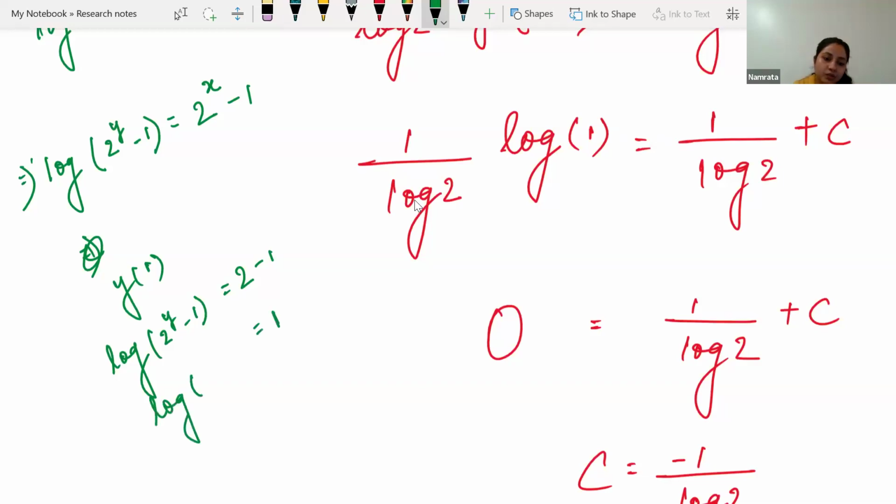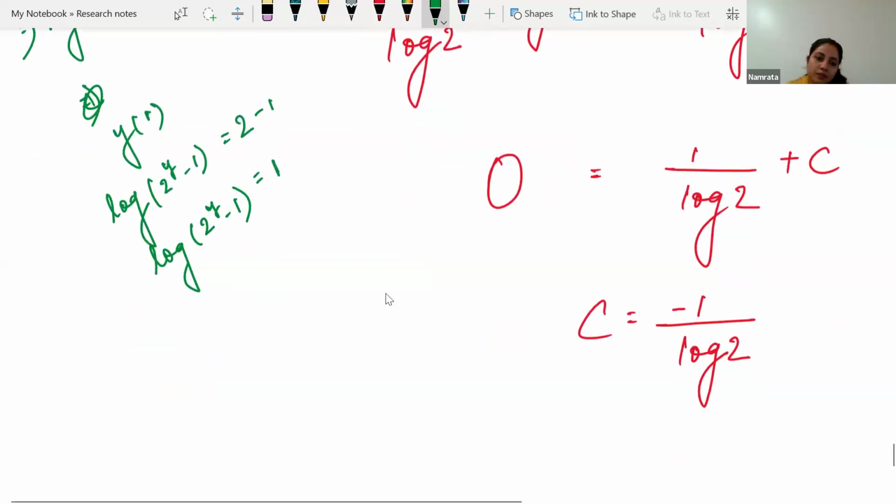So here we are having 1 equals log of 2 to the power y minus 1. Suppose here e is there. So can we say e raised to the power 1 is equal to 2 to the power y minus 1? Can we say? We are just changing the logarithm to exponent form.